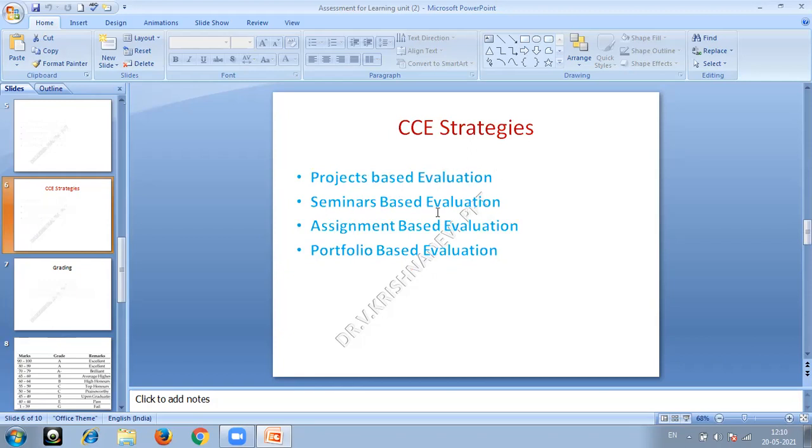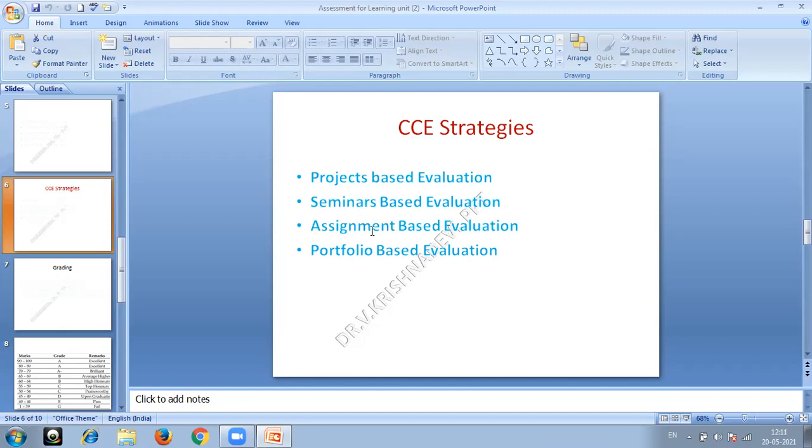Seminars-based evaluation, this is also same as project-based evaluation. That is, teachers give a topic for individuals or common groups, and they collect some information about that particular topic, and take a seminar to the students and assess the students' seminar activity. That is also called seminars-based evaluation. And next one is assignment-based evaluation.